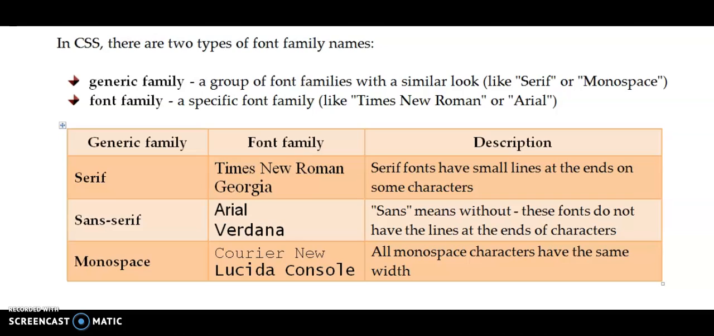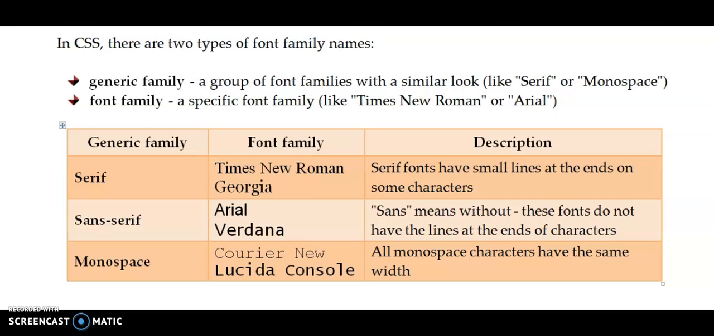The serif fonts have small lines at the end of some characters. As you can see, T, M, then N, R, all have some small lines at the end. Georgia also belongs to the serif generic family. So these two fonts have a similar look, so they are grouped together in a generic family called serif.